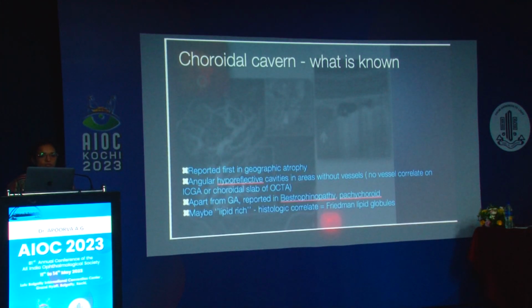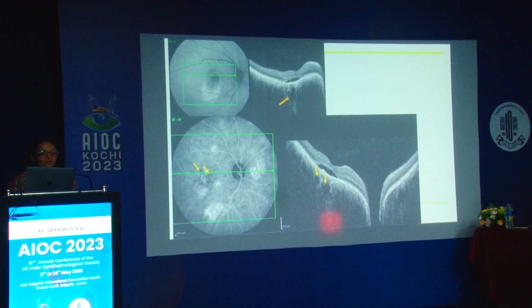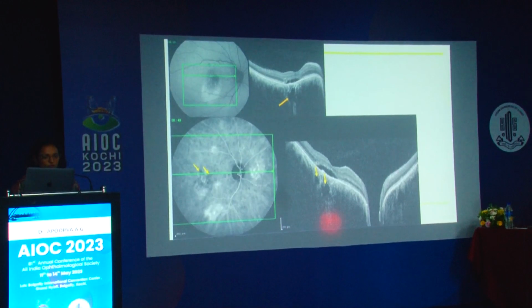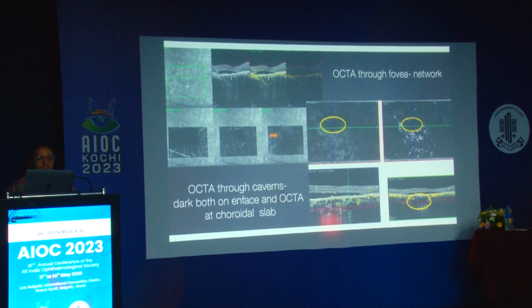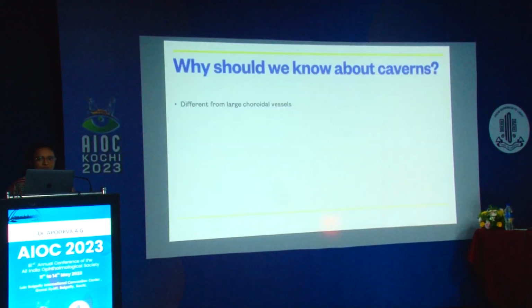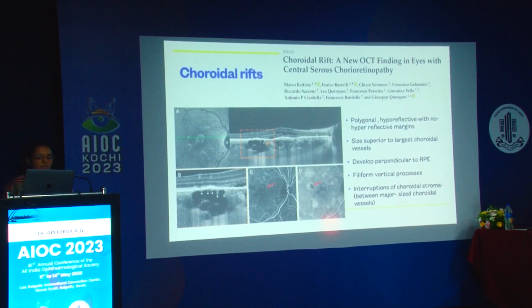Choroidal cavern, what is known is that it was first described in geographic atrophy. These are angular, hyporeflective. They can be seen in bestrophinopathy and pachychoroid. So this is a cavern which is polygonal, completely hyporeflective inside. This is one of my cases. This was a case of pachychoroid neovasculopathy, and these correspond to areas of no flow on ICGA. This was the neovascular membrane on the OCTA, and this is the area of no flow when we do OCTA through the cavern. So we should know about cavern to differentiate them from large choroidal vessels.